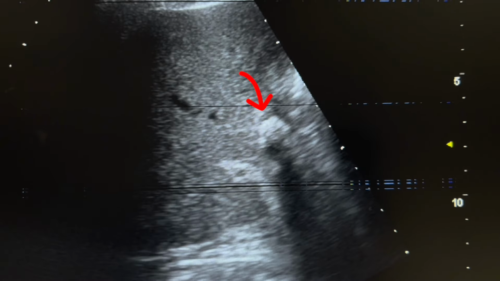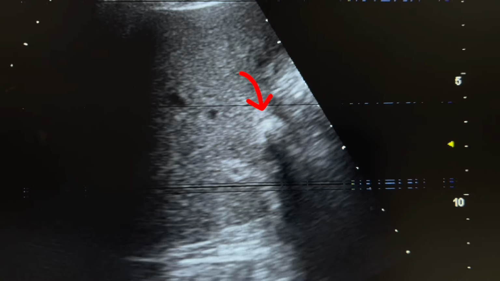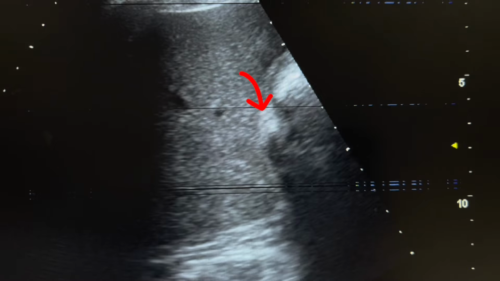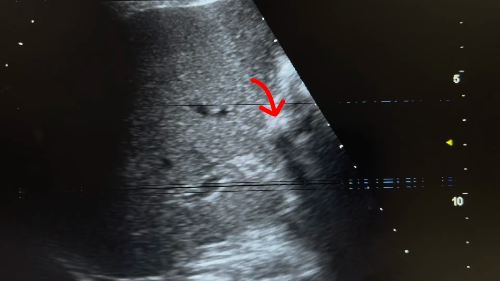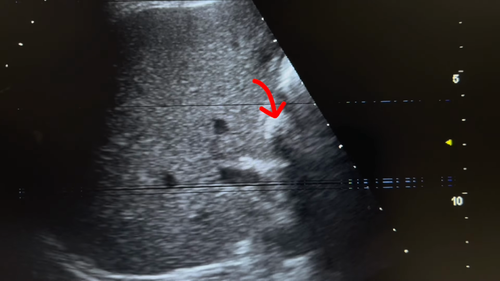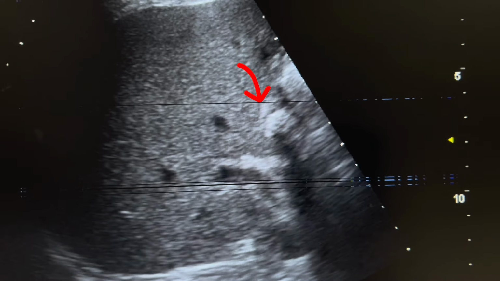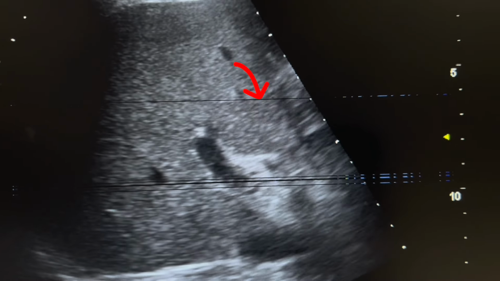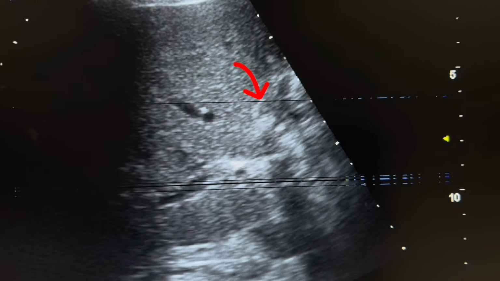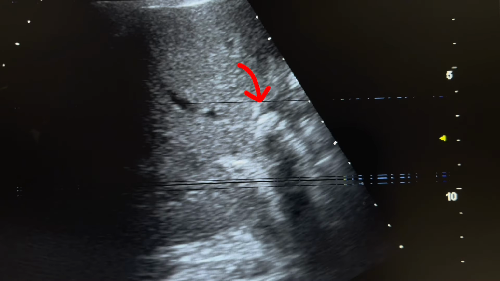Here we see a calcified area or echogenic area in the gallbladder fossa. Here we see the shadow of this calcified area. This could be a stone or remnant of gallbladder.